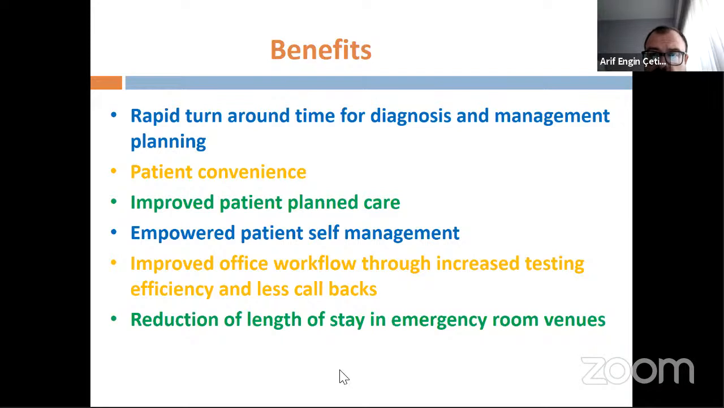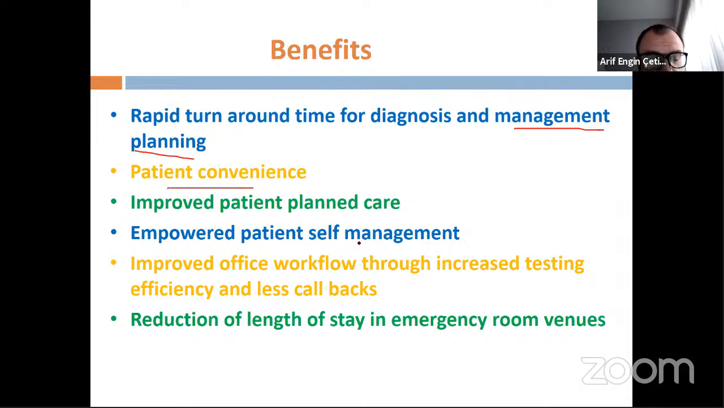Let's continue more with the benefits. This helps you to expedite the tests and create the results. So it's rapid turnaround time for diagnostics and management planning. Management planning here means helping clinicians to diagnose faster, so that the clinician can start the treatment much faster compared to the classical methods, which could take days and days.